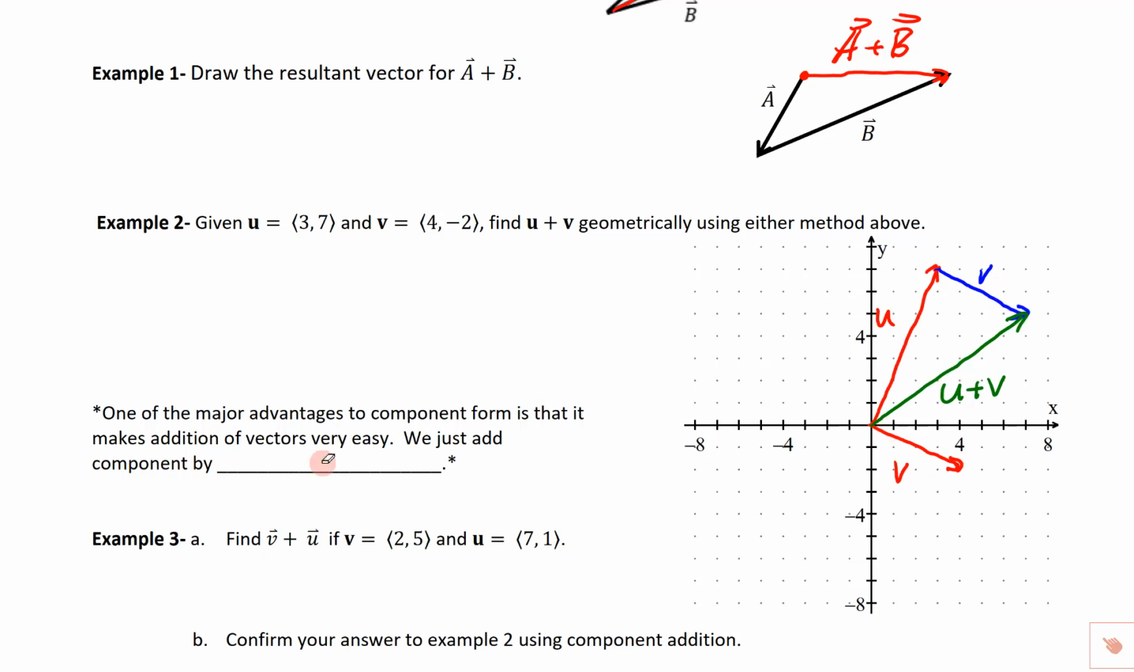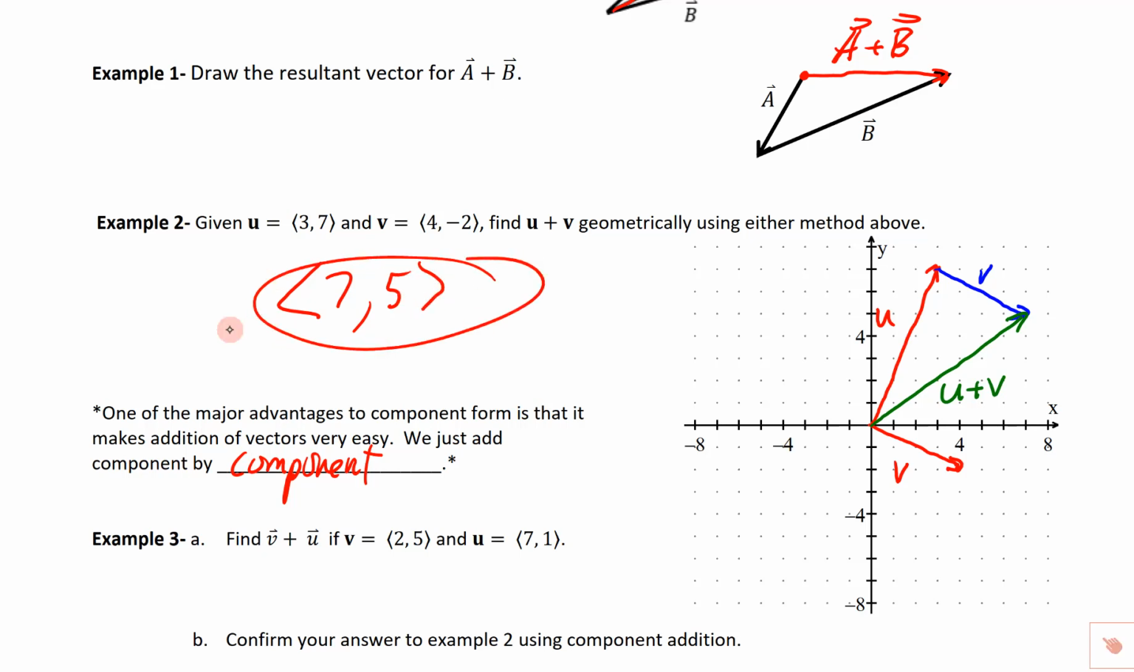So one of the big advantages to having things written in component form is it makes adding vectors really, really easy. So all we do is we add component by component. And what we mean by that is we literally just take the horizontal components, we add those together, so 3 plus 4 would be 7. We take the vertical components, we add those together, and we end up with 5. We put the angle brackets around it, make sure that looks nice, and that is the answer. Now here's the cool thing. Let's take a look at this and see that it supports what we did geometrically. So this is a position vector, it's in standard form.